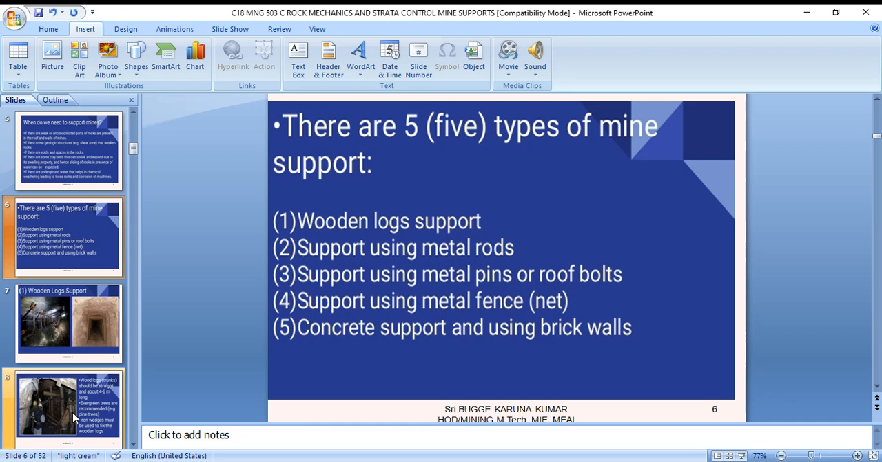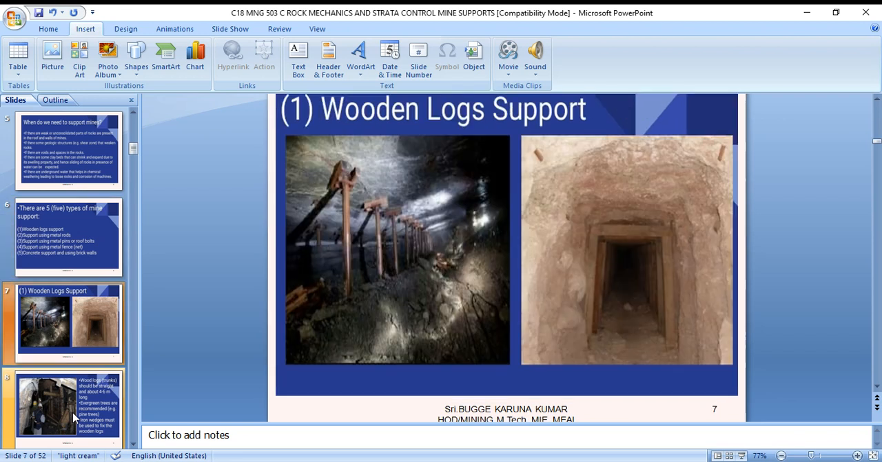The type of supports to be built depends on the importance of the place to be supported, the period of the supports, its cost and availability. These are the categories of supports generally seen. So this is one example. Wooden log supports in different fashions are shown. Please see the picture, a beautiful picture is showing here.